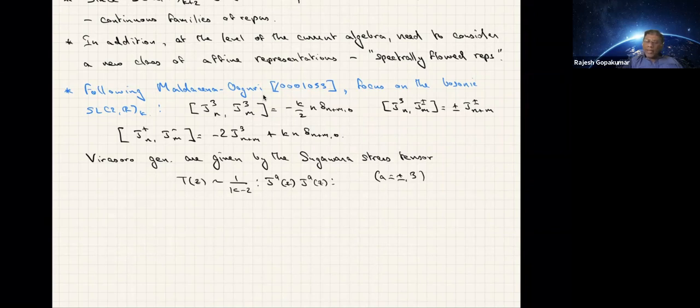And by the way, in this signature over here, because SL2R is non-compact again, unlike in the case of SU2, this will be something like J plus J minus minus J3 squared. So that's the sort of Cartan metric that you have for SL2R. I should have probably written it in terms of the Cartan metric.